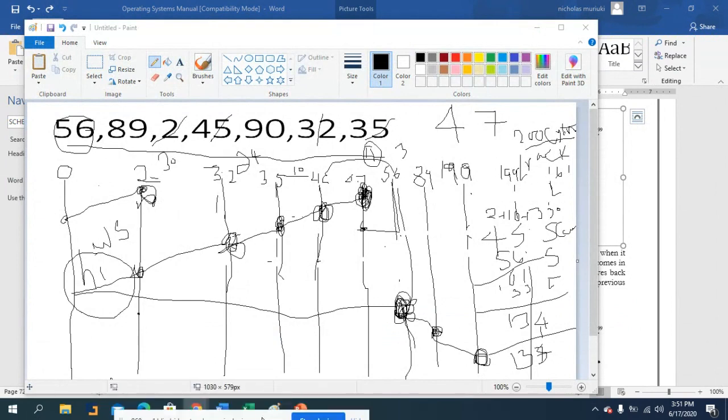Okay, you can. Is that clear? Can you see it? Yes, I'm seeing. From 47 to 45 to 35 to 32 to 2, then we have a turning point at 0. Then after that, we move to 56, then to 89, then to 90.